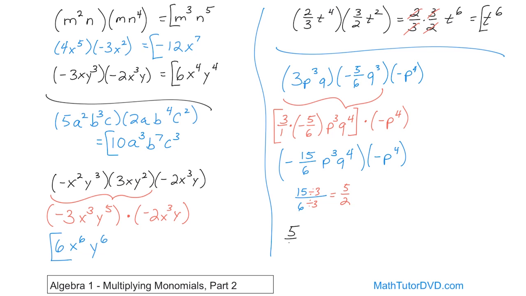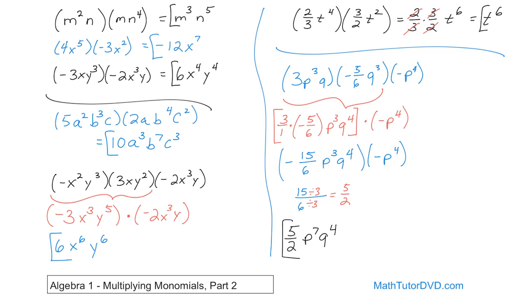You'll have 5/2, and then we look for common terms. P cubed, p to the 4th power. You can add those, giving you p to the 7th power. And then we have q to the 4th, but nothing over there, so there's nothing to add to it. It'll be q to the 4th power. So the answer is 5/2 p to the 7th power, q to the fourth power.